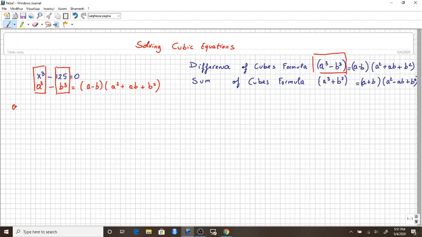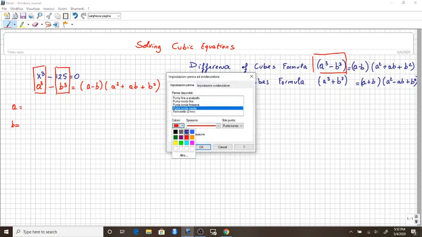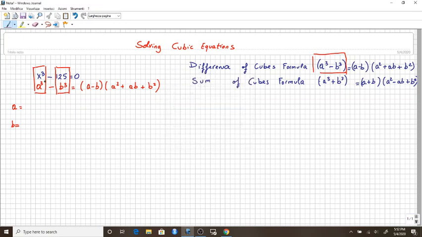So based on this, can we figure out what's a and what's b? Okay, let's do this on the side. What's a and what's b? I know that a cubed is the same as x cubed. So what do you think is a? Well, a must be equal to x, right? Because a squared is going to be the same as x squared, and a cubed is going to be the same as x cubed, right? A cubed means to multiply a by itself 3 times. So x times x times x, 3 times, makes x cubed.